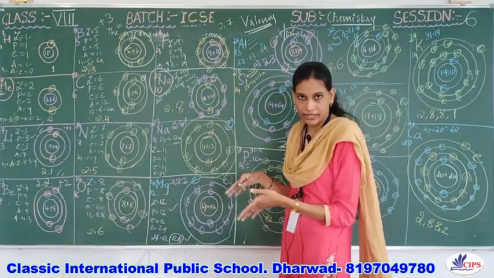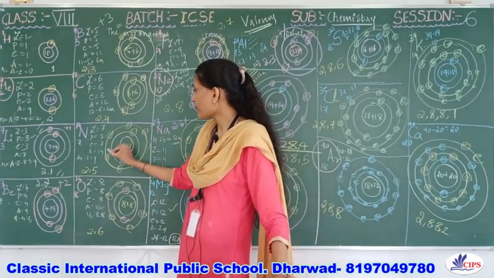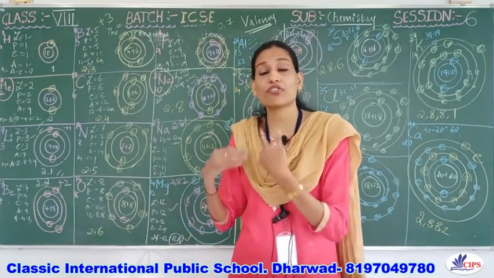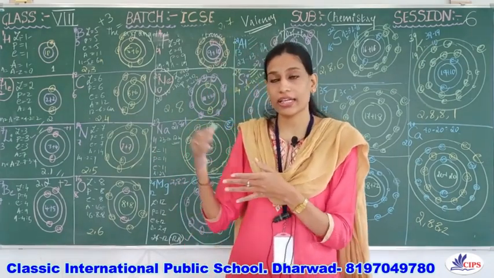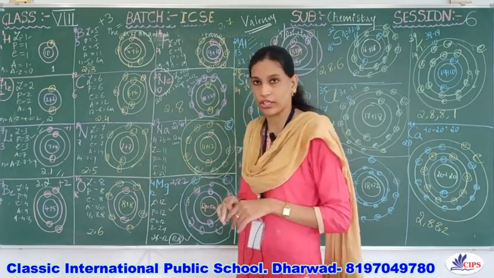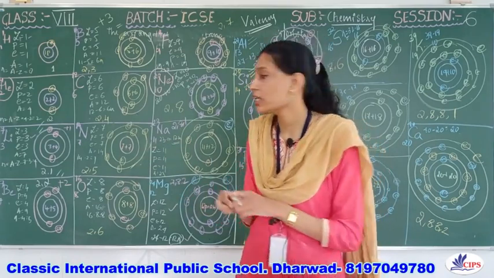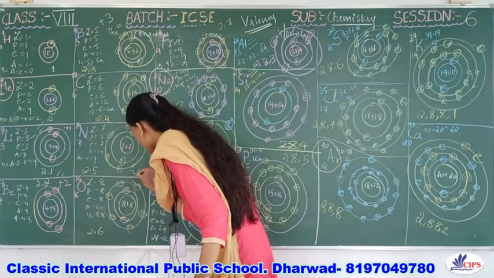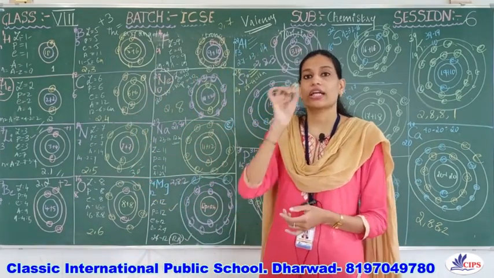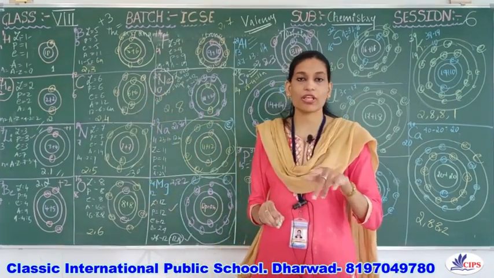Now if you move on further, say nitrogen. Nitrogen has 1, 2, 3, 4, 5 electrons. Is it good for nitrogen to give its 5 electrons, or else it can take 3 more electrons, 6, 7, 8? So what will it do? It will gain 3 electrons. If it gains electrons, a minus charge comes on it. The charge becomes minus.